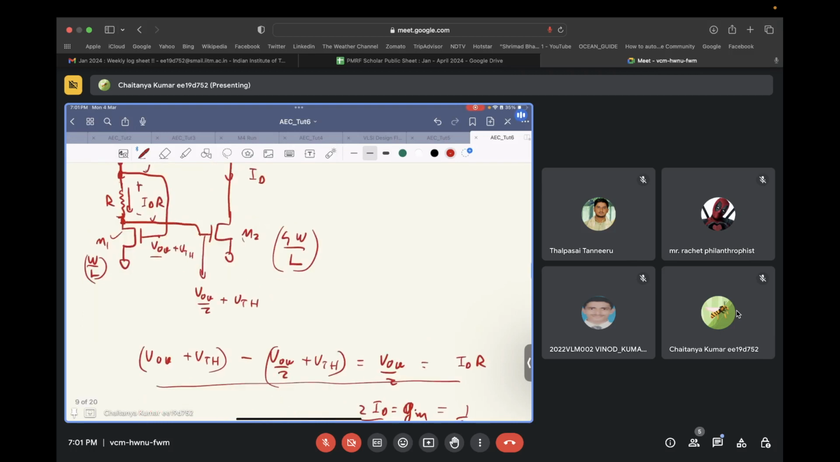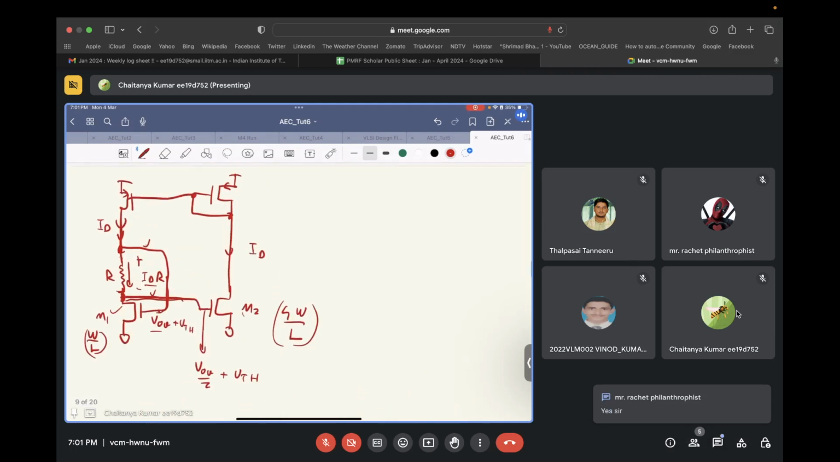So the equation that I wrote over here: this is VGS1, this is VGS2, and VGS1 minus VGS2 is equal to ID times R, and that is equal to VOV by 2. So my condition is satisfied over here, right? Okay, everyone understood this point?